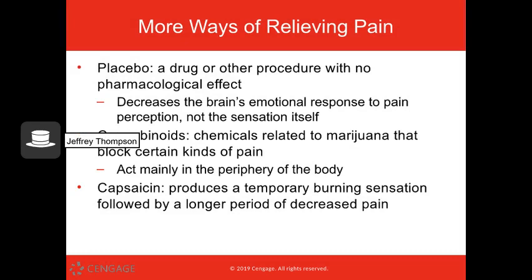There are other ways of relieving pain. We have placebos. These are drugs that we think might have an effect, but don't actually have an effect. It decreases the brain's emotional response to the pain perception, but not the sensation itself. We also have cannabinoids, which are chemicals related to marijuana that block certain kinds of pain. These act mainly in the periphery of the body. And then we also have capsaicin, which produces, as we mentioned before, a temporary burning sensation. But what happens afterwards is a longer period of decreased pain.